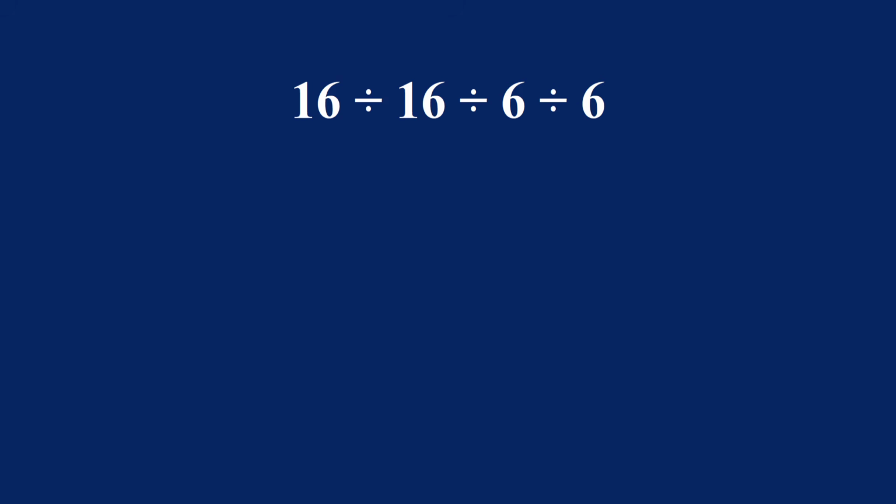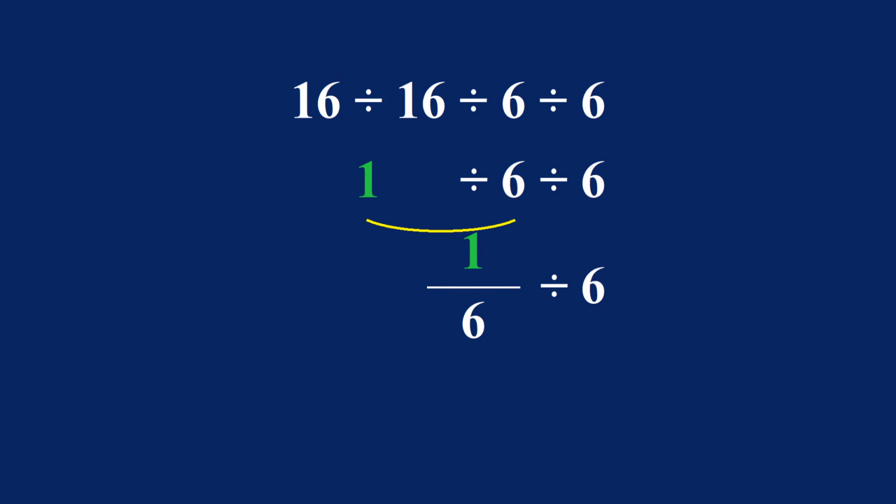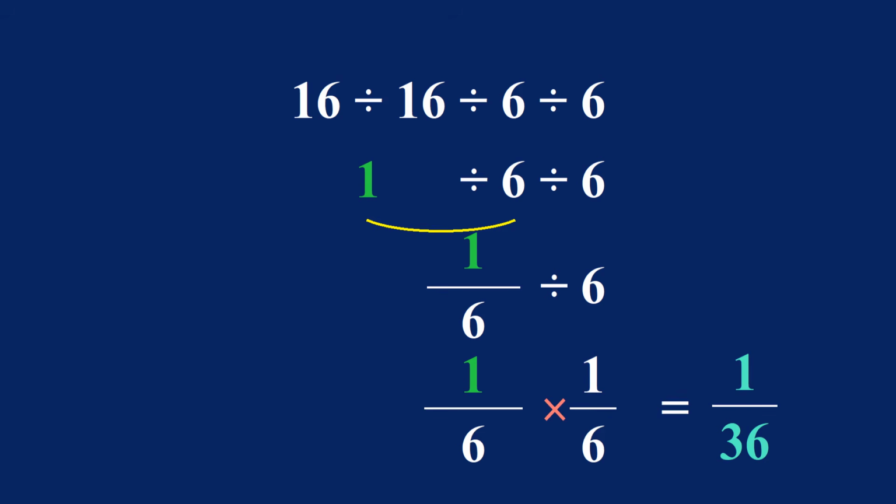So we have first this division, 16 divided by 16 equals 1. So we have 1 divided by 6 divided by 6, and we can write this part as 1 over 6 divided by 6. So we must keep the first fraction 1 over 6 and change division to multiplication, then flip the second fraction 1 over 6, which equals 1 over 36. And this is our final answer for this problem.